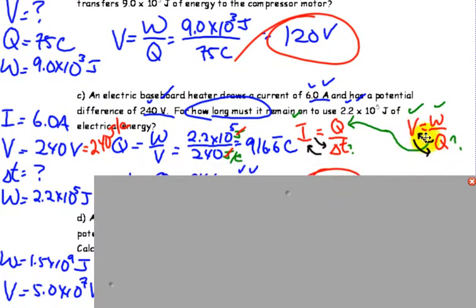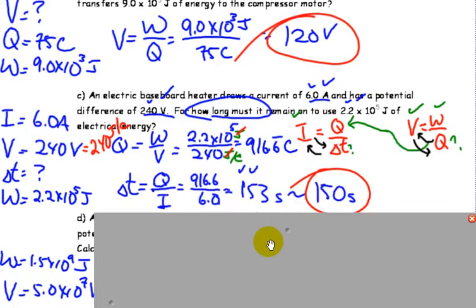So V is equal to W over Q, or interchange the Q and the V. Q is equal to W over V. As you noticed, I put V in terms of joules per coulomb so that the units cancel out nicely. Joules and joules cancel. Coulombs flips up to the top, 916.6 coulombs.